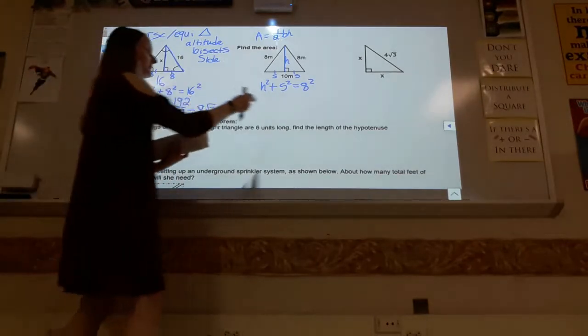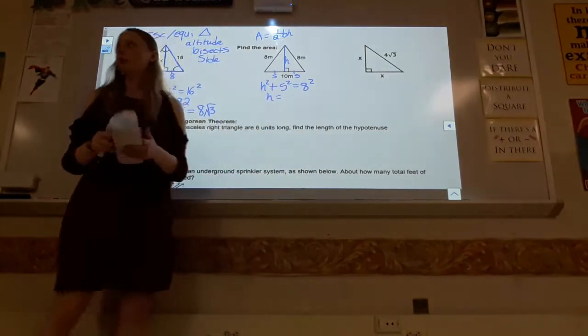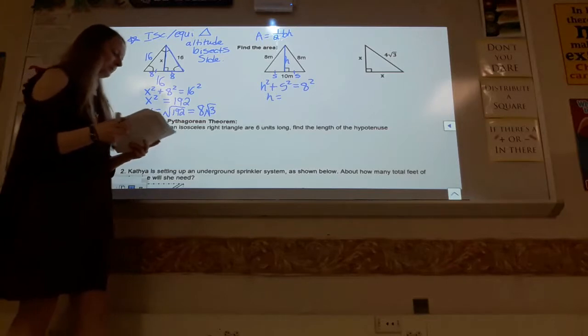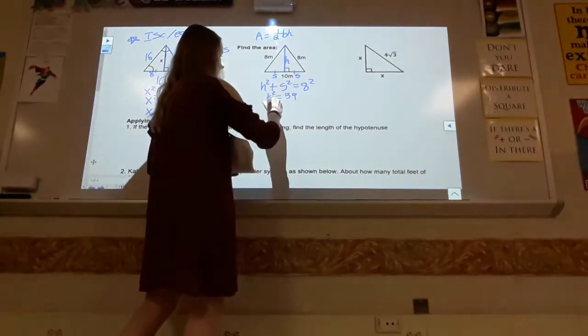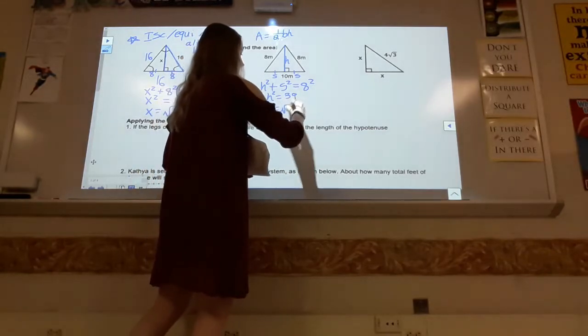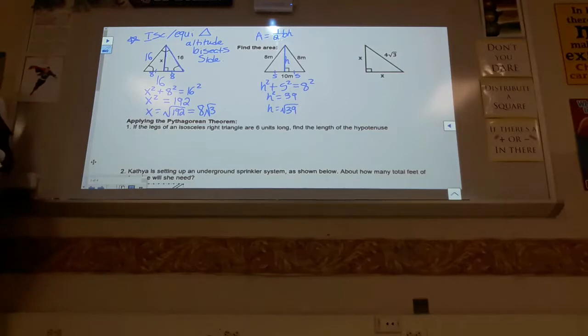So you'd have 64 minus 25. So it gets you 39. Again, you want to leave that as a square root for now. Don't try to turn it into a decimal or anything.